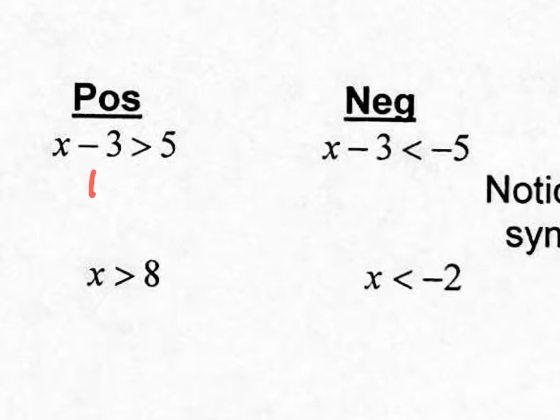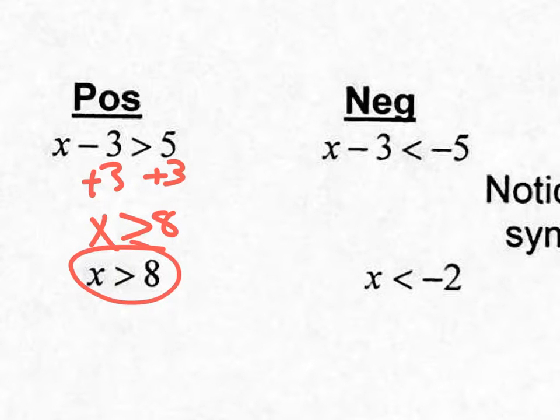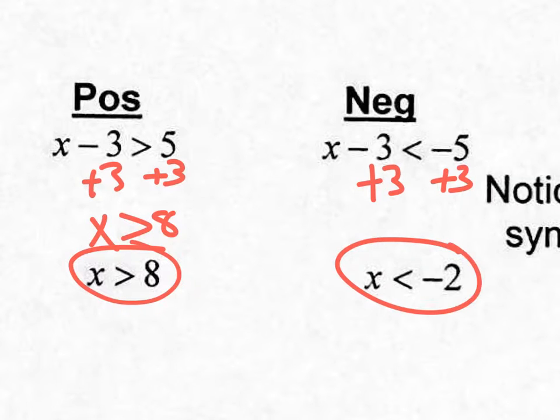How do you solve this? Well, you're going to go plus 3, x is greater than 8. That's what I have down here. Plus 3, x is less than -2. That's what I have right there. So those are my two answers.